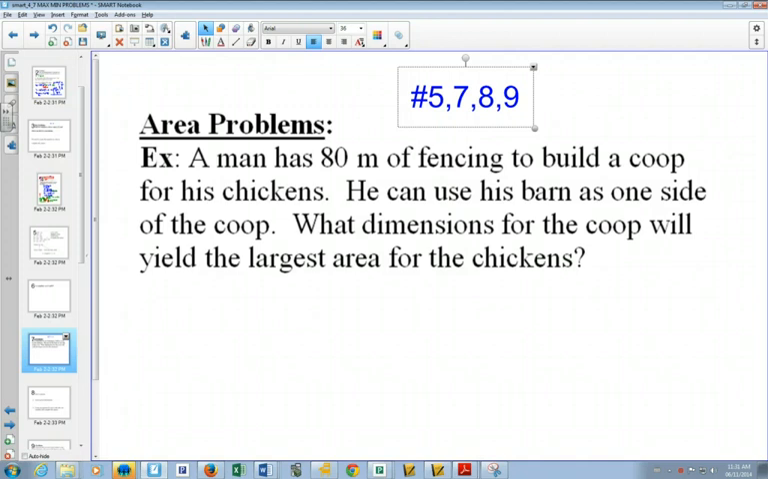Haven't you always wanted to build a chicken coop? So, the idea is you're building a fence to keep in your chickens. Okay? You've got 80 meters of fencing, and you have a barn, so you can use the barn as one side.